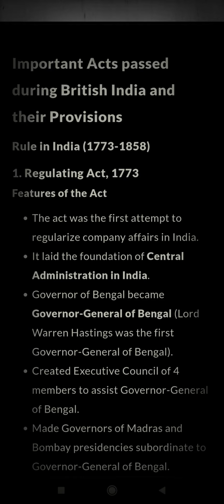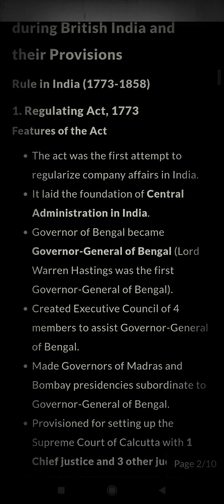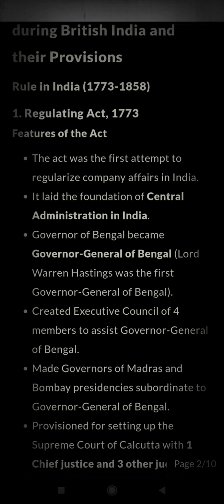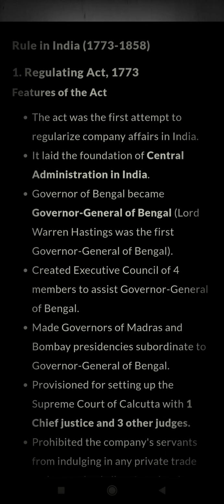A Supreme Court was established in Calcutta by the Regulating Act. There was a Chief Justice and three junior judges. The court was formed in 1774, and Sir Elijah Impey was appointed as Chief Justice. The provision in this act was that employees could not accept gifts, donations or awards of any kind. Company employees were banned from doing unlicensed business.